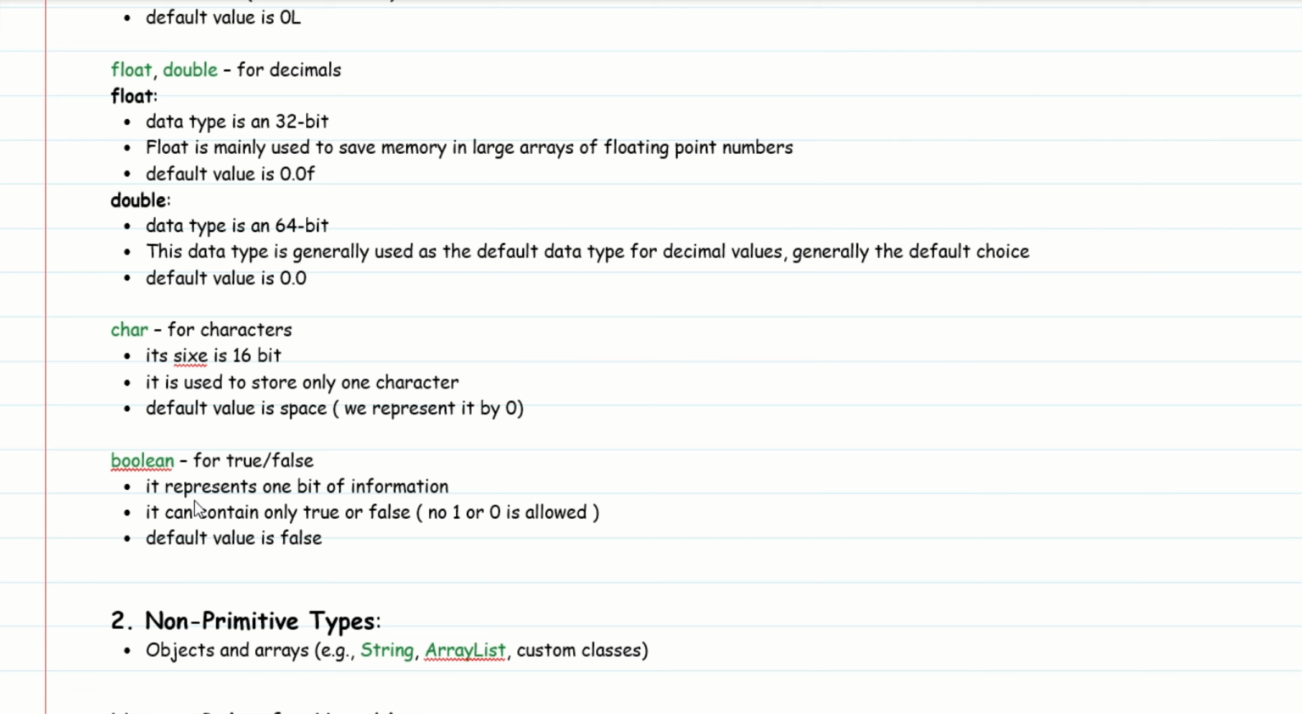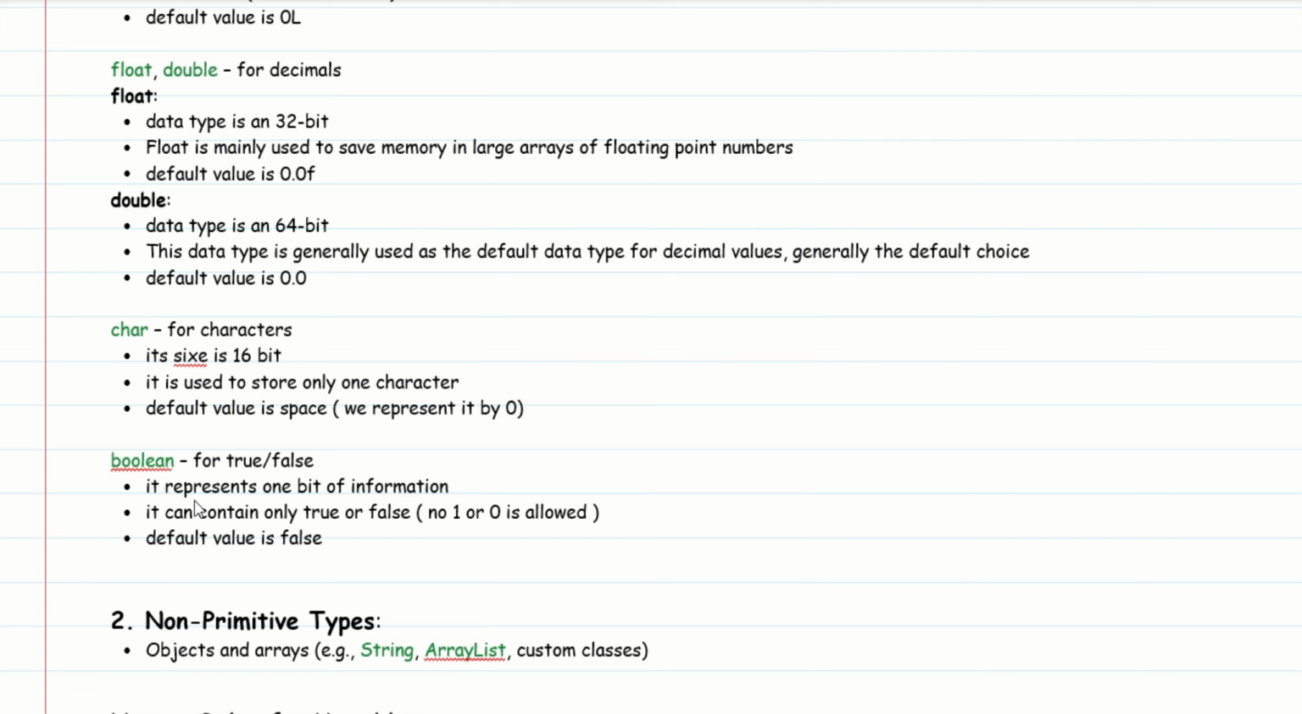Then come the non-primitive types, which are objects and arrays. For example, a string is an object, and array lists and custom classes are objects. As I mentioned, we have some naming rules for variables.